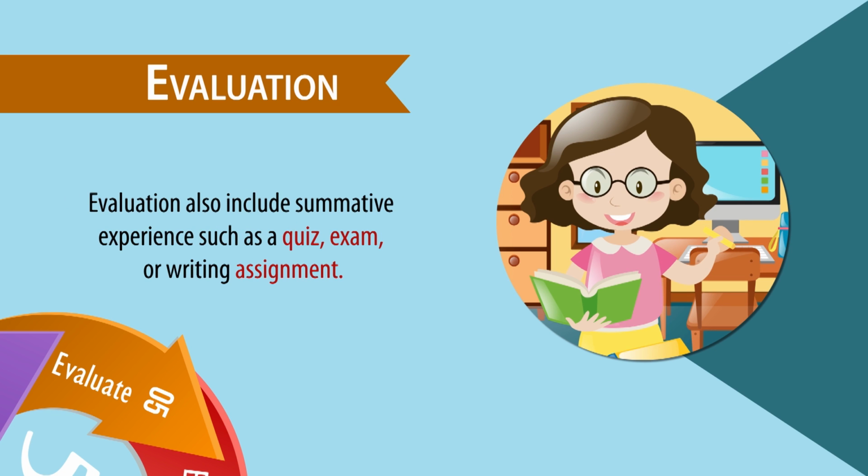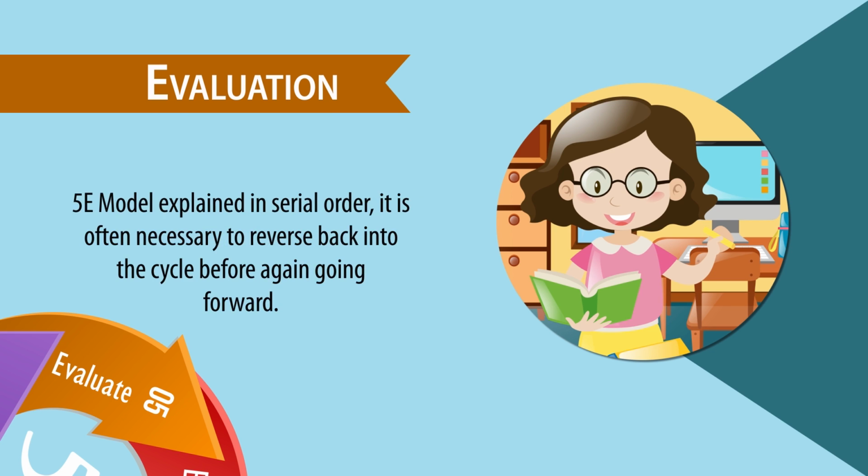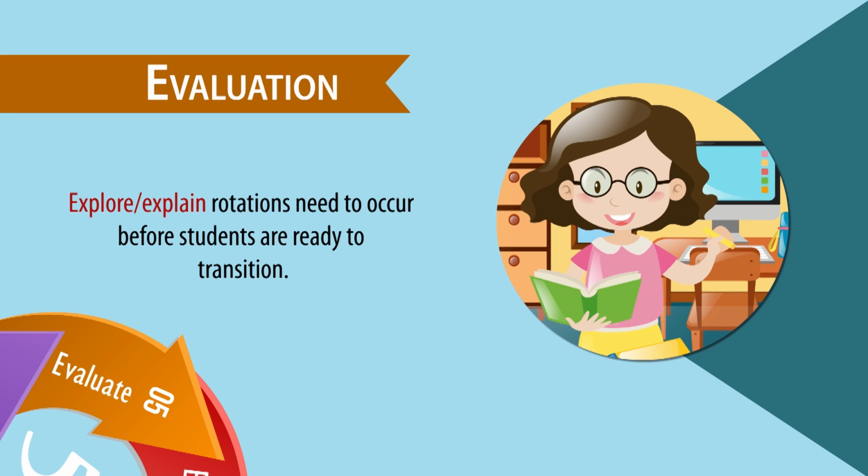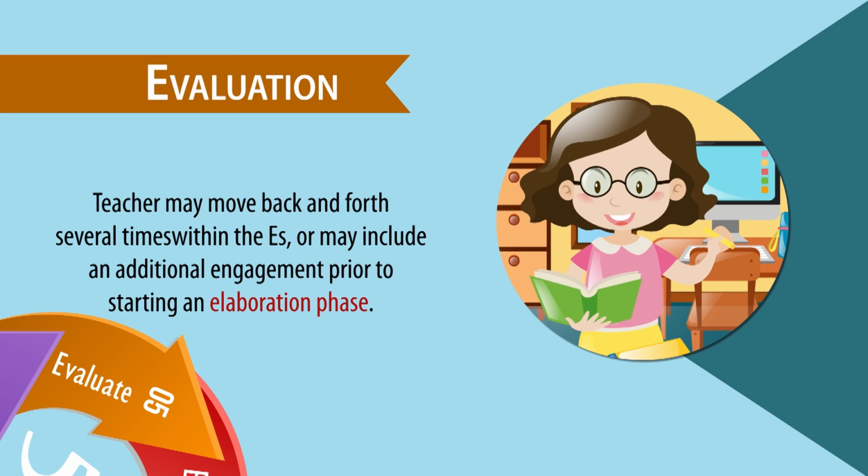However, the evaluation may also include a summative experience such as a quiz, exam, or writing assignment. Although the 5E model has just been explained in serial order, it is often necessary to reverse back into the cycle before again going forward. For instance, numerous explore, explain rotations may need to occur before the students are ready to transition to the elaboration phase. The teacher may move back and forth several times within the E's or may include an additional engagement prior to starting an elaboration phase.